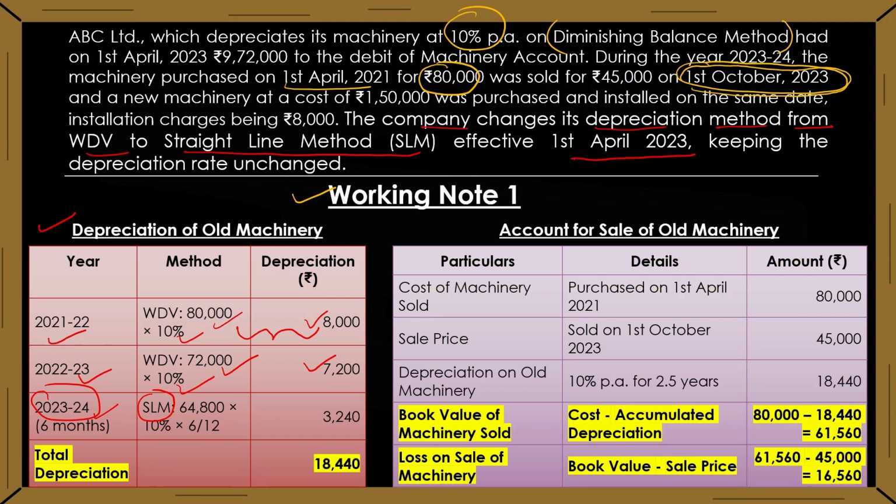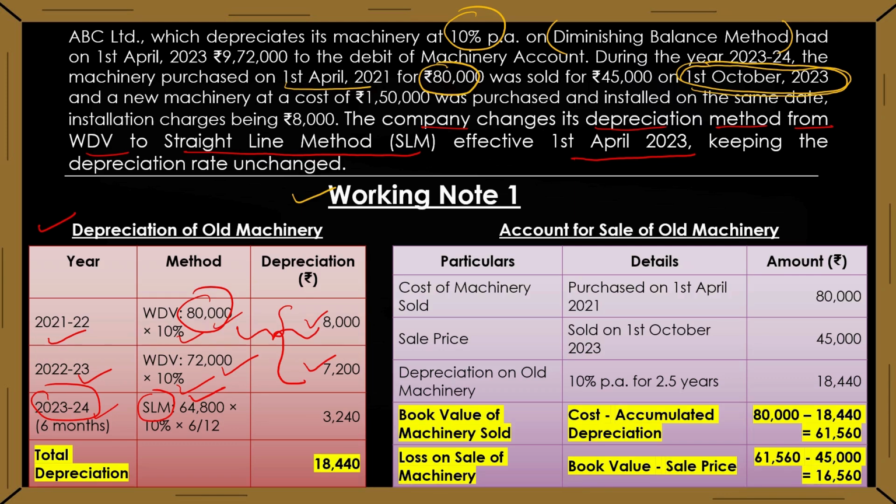When changing the method of depreciation, the book value of the asset on the date of the change is used. So the book value of the asset on the date of change is 80,000 less 8,000 less 7,200, which comes to 64,800. Regardless of the previous method, whether we are using straight line or WDV, we have to take only the book value of the asset as on the date of the change. Remember, this is very important.